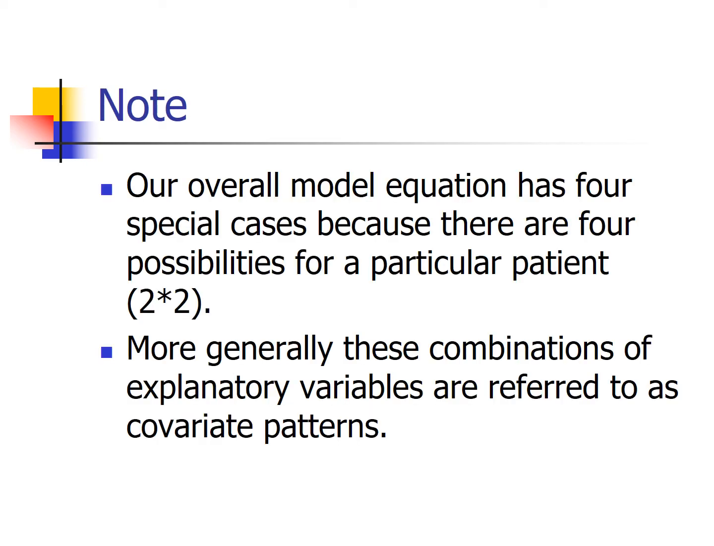So our overall model equation, we've already said this, has these 4 special cases. We have 2 possibilities for sex, 2 possibilities for smoking status. More generally, these combinations of explanatory variables are referred to as covariate patterns. So we say in this example, we have 4 covariate patterns, which means there are potentially four different probabilities that we need to model.